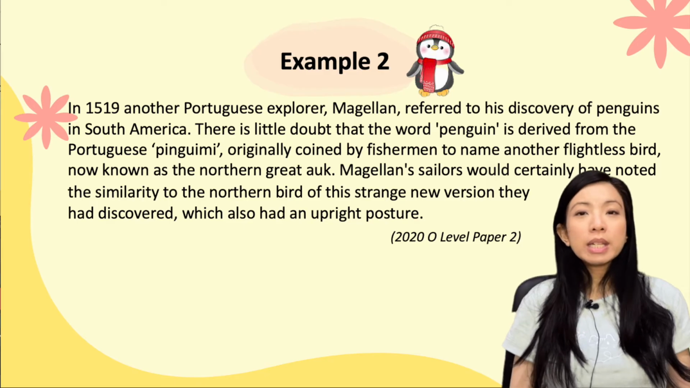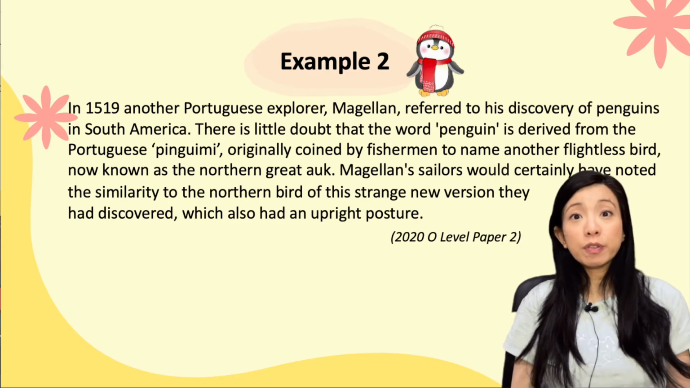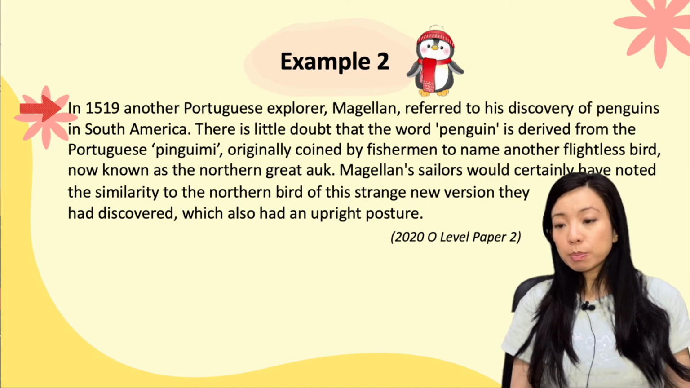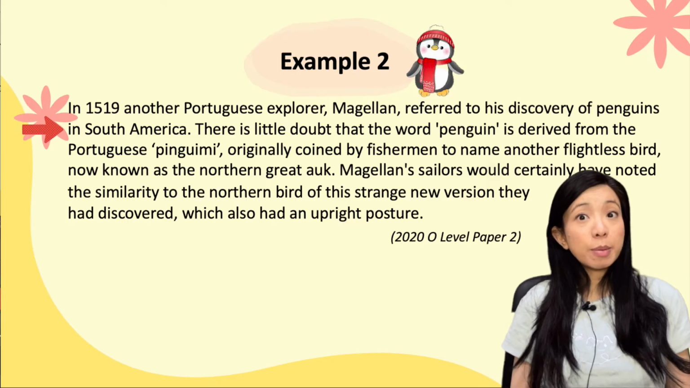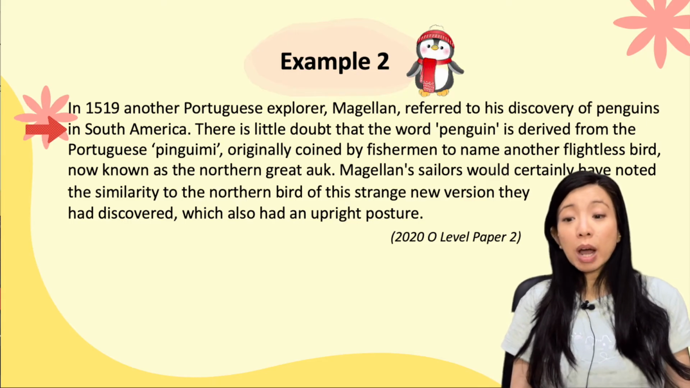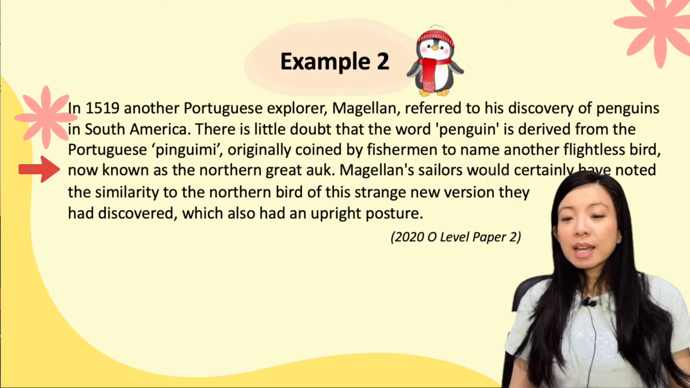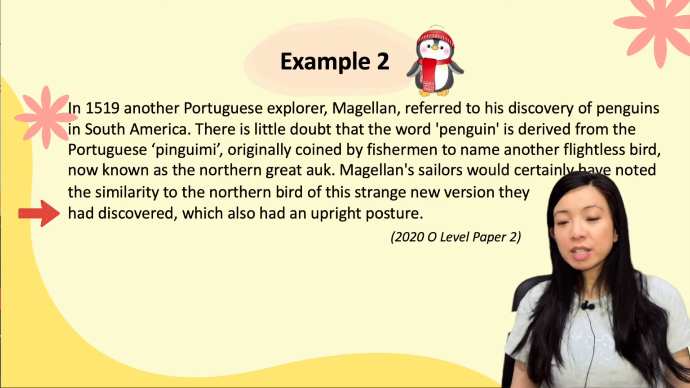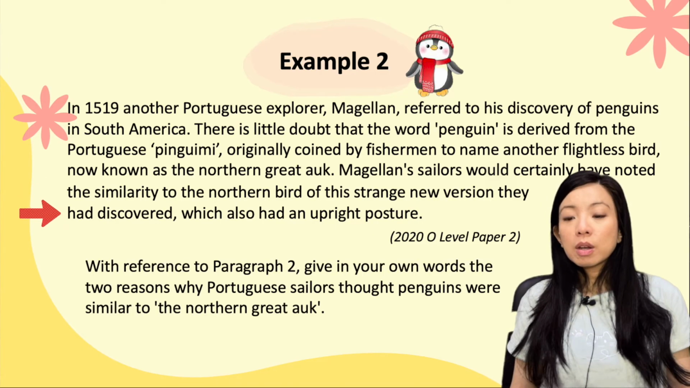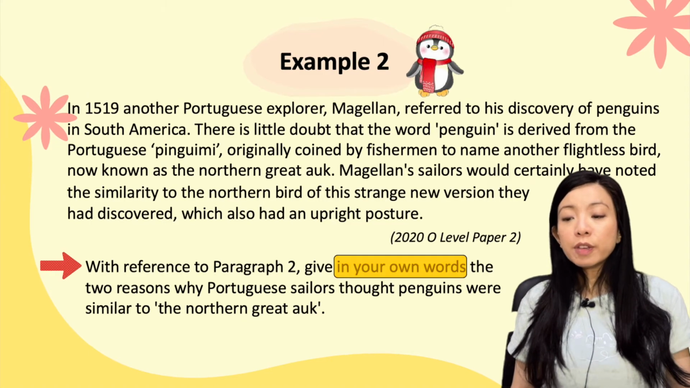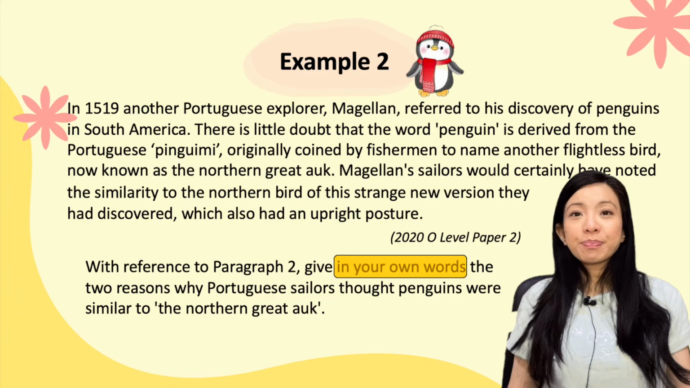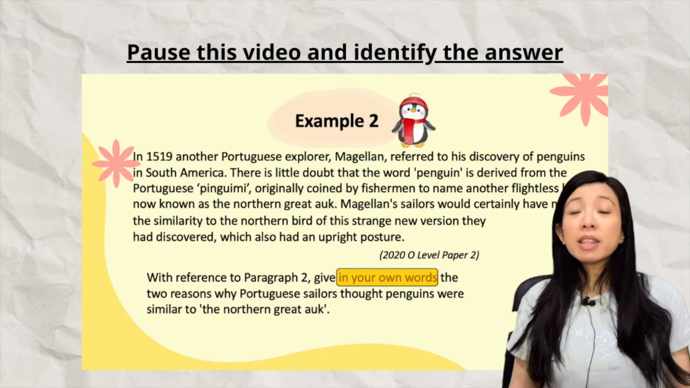Now this example is taken from the 2020 O-level paper, and once again I'm going to read the paragraph to you first. In 1519, another Portuguese explorer, Magellan, referred to his discovery of penguins in South America. There is little doubt that the word penguin is derived from the Portuguese pinguim, originally coined by a fisherman to name another flightless bird, now known as the northern great auk. Magellan's sailors would certainly have noted the similarity to the northern bird of the strange new version they had discovered, which also had an upright posture. The question is, with reference to paragraph 2, give in your own words the 2 reasons why Portuguese sailors thought penguins were similar to the northern great auk. Okay, so pause this video now and try to identify the answer from this paragraph.